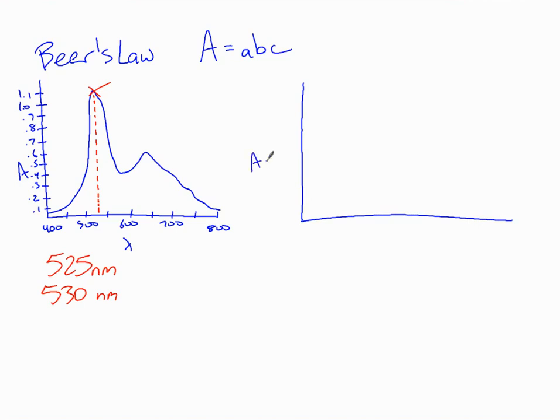Then we had our absorption versus concentration. And in general, the data points starting at 0, 0 should follow a fairly straight line. So we'll call this an absorption of 1, 0.5. Something like this. And concentration is increasing, let's say, something like this.